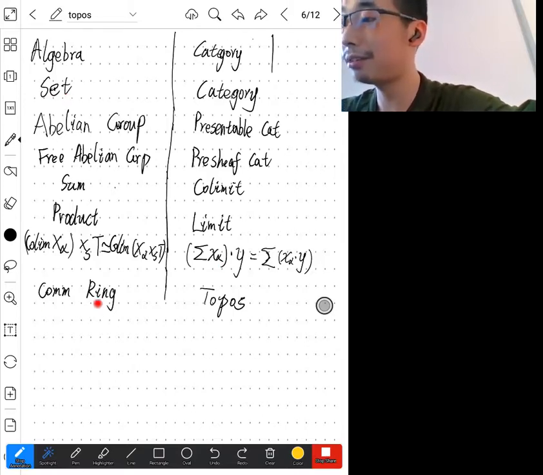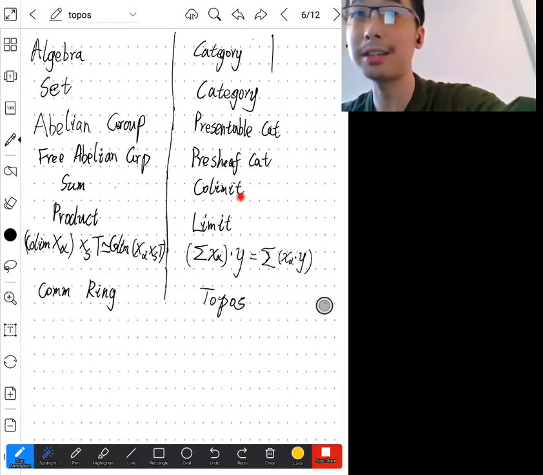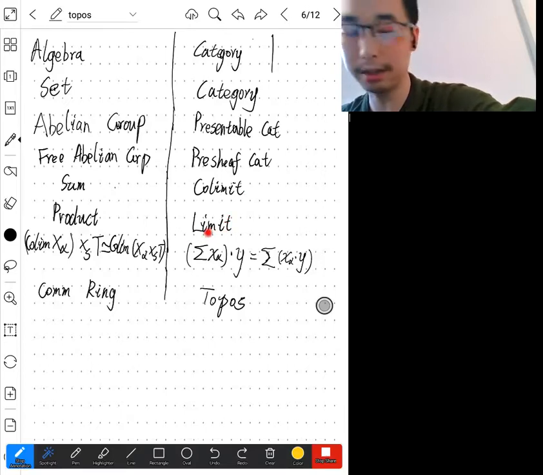So here we will do a similar thing for the category. We are explaining that for the category, things like the sum are the colimit. We give examples like the set, and the product is just the limit, right? So given a category, there is a notion of a presentable category.